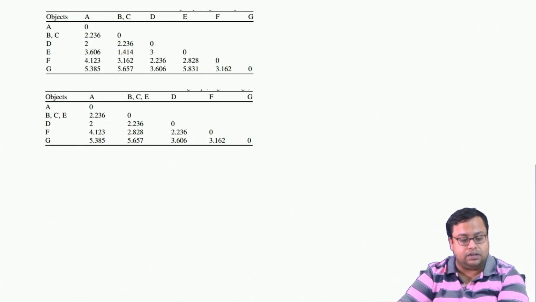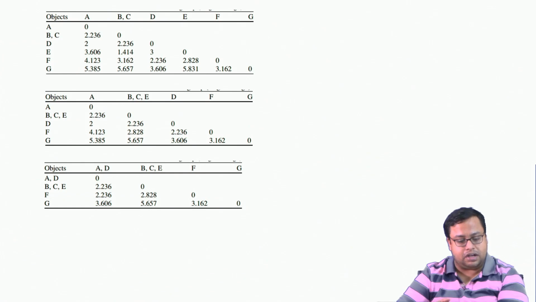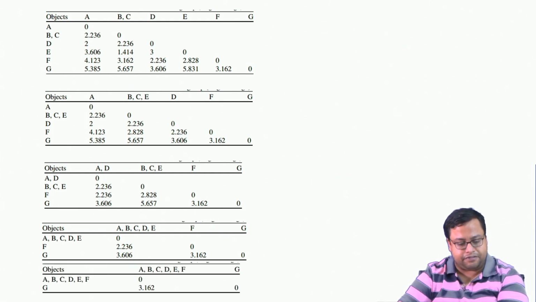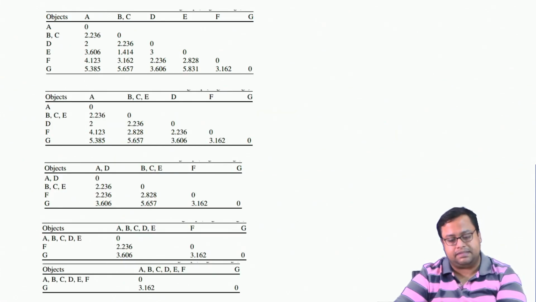Which one will I join? The lowest distance is A and D. So, I join A and D. Now, which one will I join? Either AD with AF or AD with BC. Let us say I join AD with BC, because the size of the segment goes up by doing that. And then what will I join? I will join ABCDE with F. So, ABCDEF I join. I can keep on joining, and the last one will be everybody in the same segment.